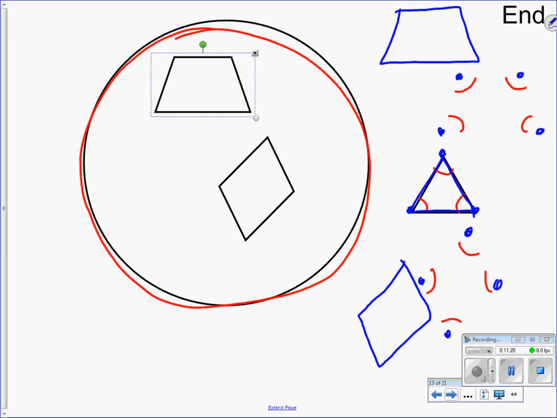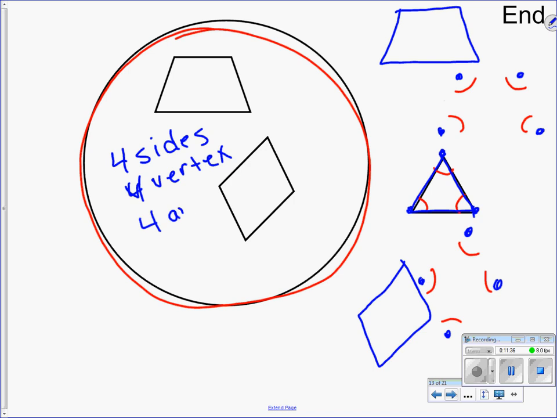They have, attributes are the same. They have 4 sides, 4 vertex, and 4 angles. And the one that's on the outside only has 3. Even though it's a polygon, it still only has 3 sides, 3 angles, and 3 vertex. Okay, boys and girls, that is lesson 4.4.